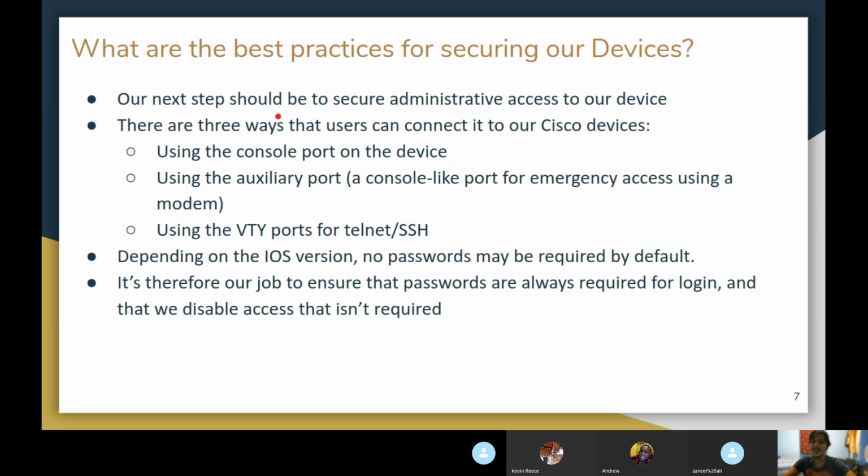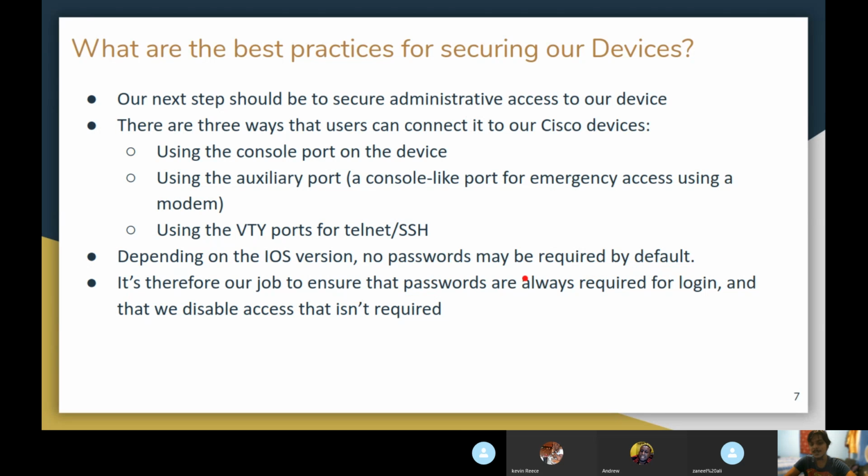So our next step should be to secure administrative access to our device. There are three ways that users can connect to our Cisco devices: using the console port on the device, using the auxiliary port, which is a console-like port for emergency access using a modem, and then using the VTY ports for Telnet or SSH. So depending on the IOS version, no passwords may be required by default.